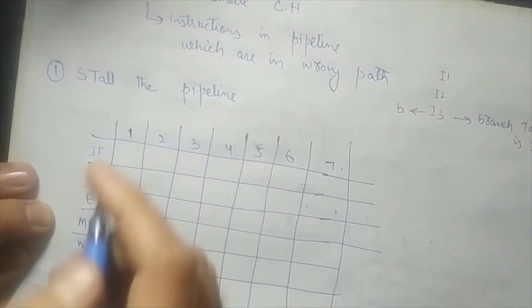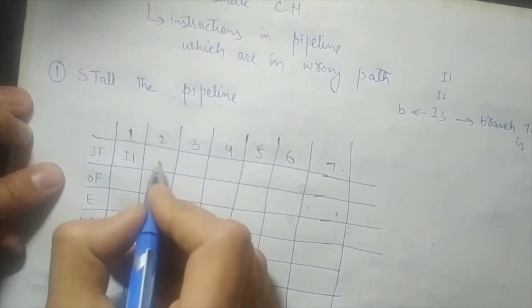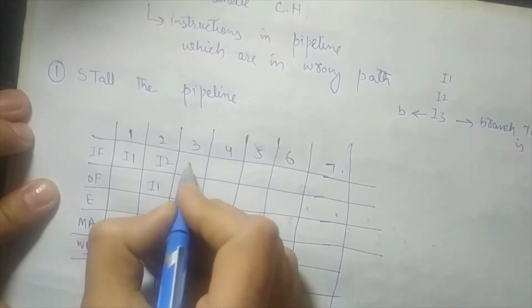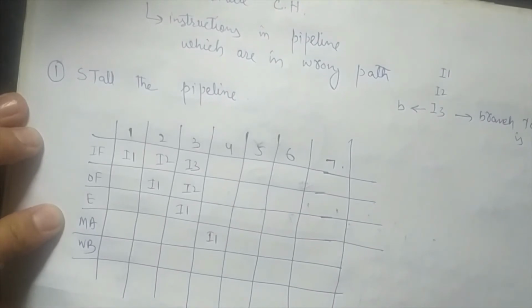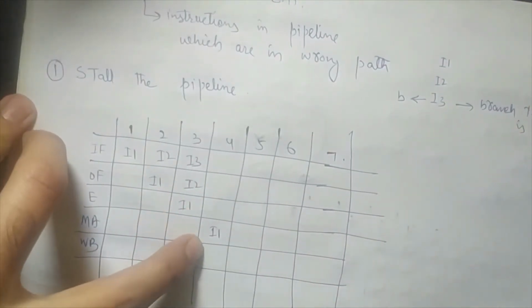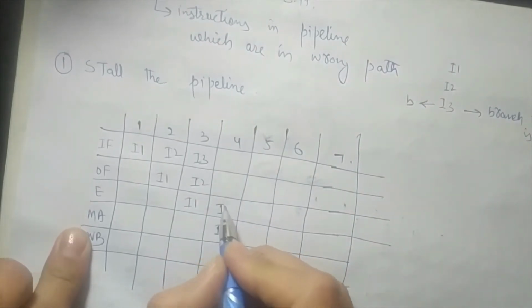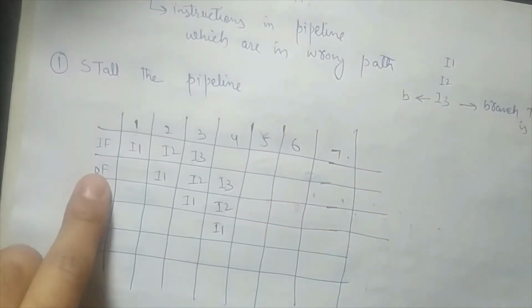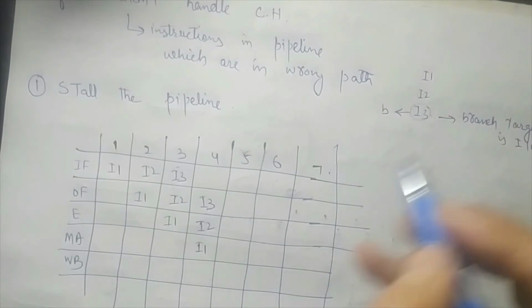Cycle 7. In cycle 1, I1 will be fetched. In cycle 2, I2 will be fetched. In cycle 3, I1 will be in execute, I2 will move along, and I3 will be fetched. In cycle 4, I1 will move to memory access, I2 will move to execute, and I3 will move to operand fetch.